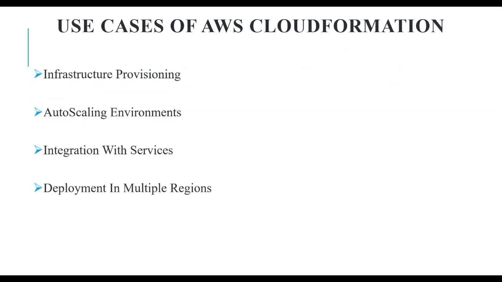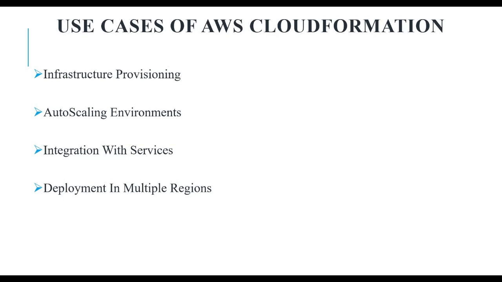So the next is use cases of AWS CloudFormation. The main use cases are infrastructure provisioning, auto-scaling environment, integration with services, and deployment in multiple regions. So let's see one by one. Infrastructure provisioning. AWS CloudFormation is used to provision the infrastructure, which means IaC is infrastructure as code, and it can be performed multiple times to get exact replicas across all the environments.